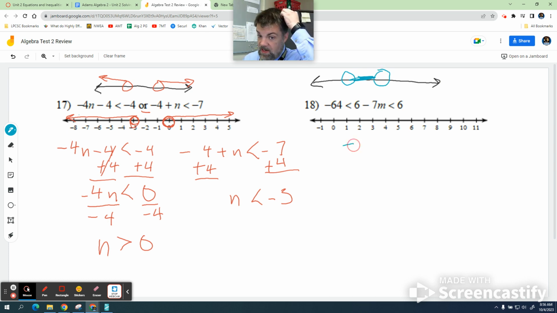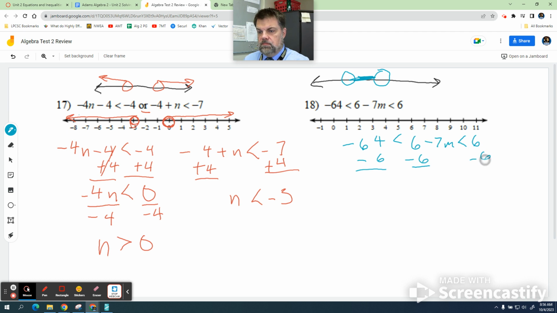So this one, if I write negative 64 less than 6 minus 7m, right? All this stuff. I'm going to subtract 6 from everywhere, right? So over here, I get negative 70 is less than negative 7m less than 0, right?